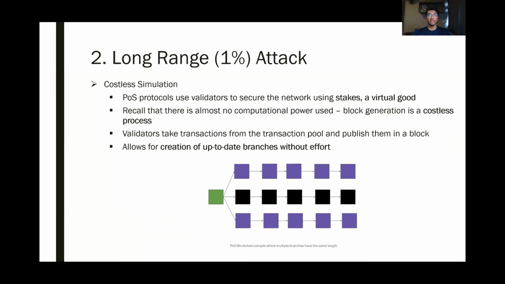For the mechanism of attack, we can see from the two factors above that this allows an attacker to fork the blockchain at the Genesis block.